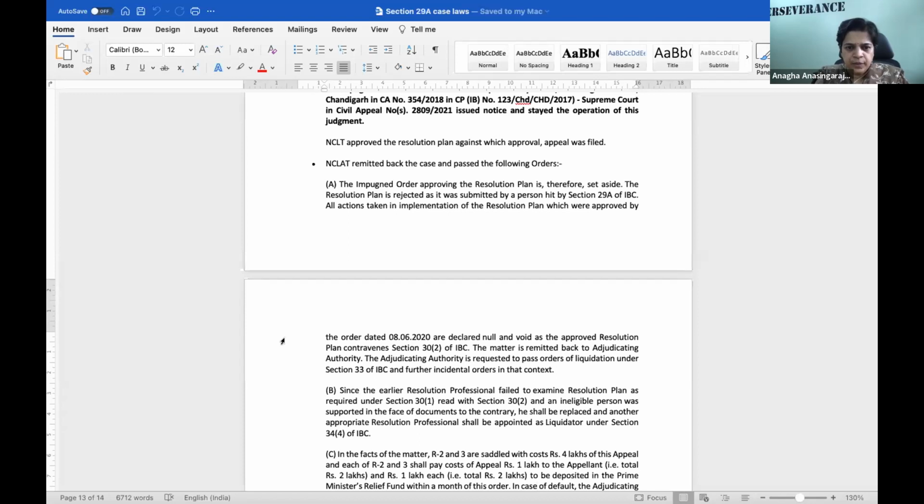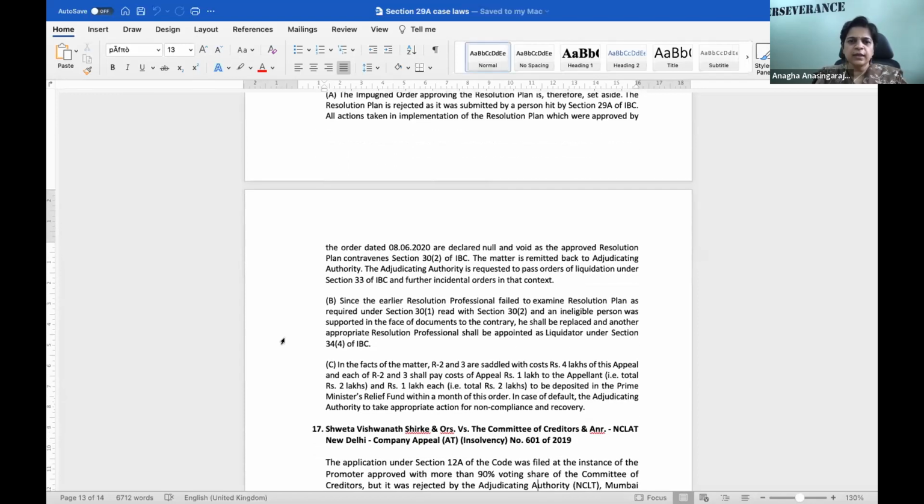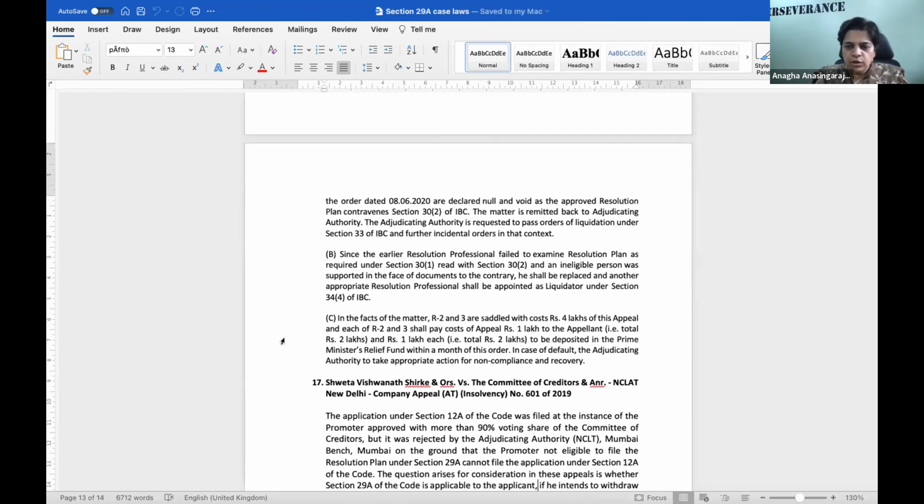Then further it has said that since the earlier RP has failed to examine the plan as required under 31, read with section 30 subsection 2, and an ineligible person was supported in the face of documents to the contrary, he shall be replaced and another appropriate RP shall be appointed as a liquidator under section 34(4). And costs were also imposed on the respondents, and they were directed to deposit those costs to the Prime Minister's Relief Fund.